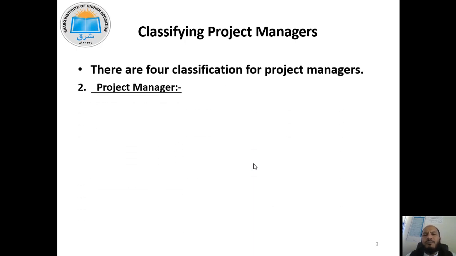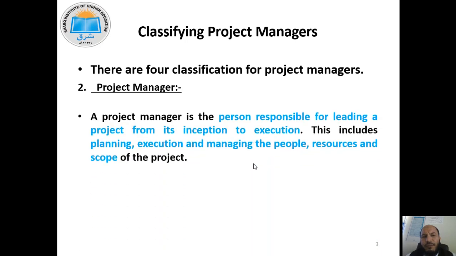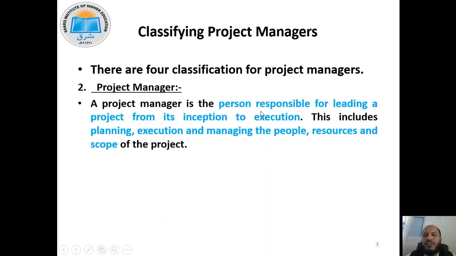The second type of project manager is the project manager itself. So who is a project manager? A project manager is the person who is responsible for leading a project. This is the person who is responsible for a project from its inception, from its initiation stage, until the closing stage. This includes planning. This person is responsible for the planning, the execution, and the managing of people, resources, and scope of the project.